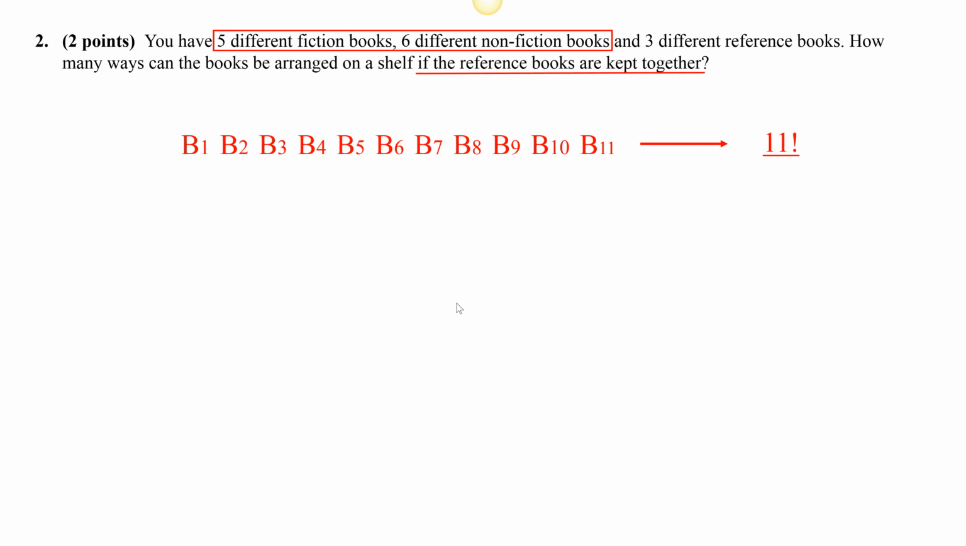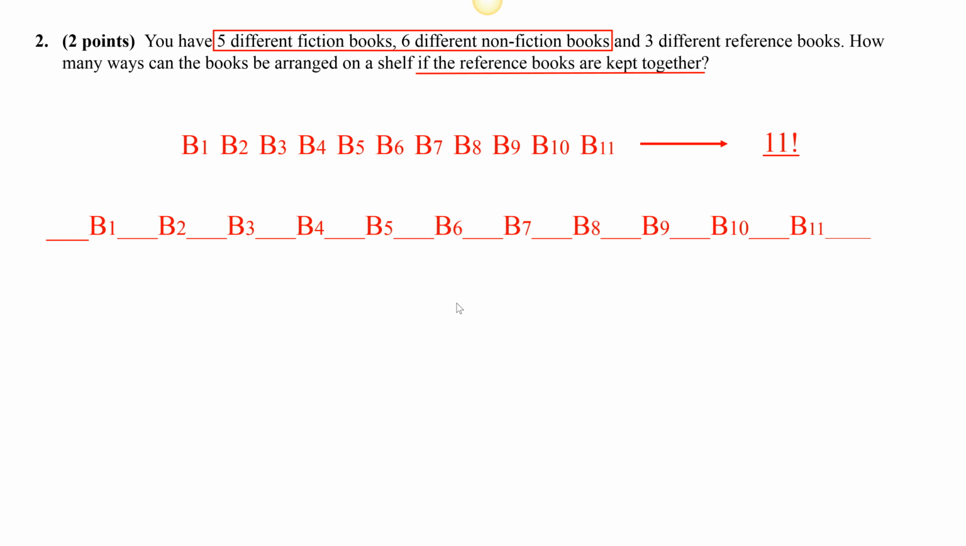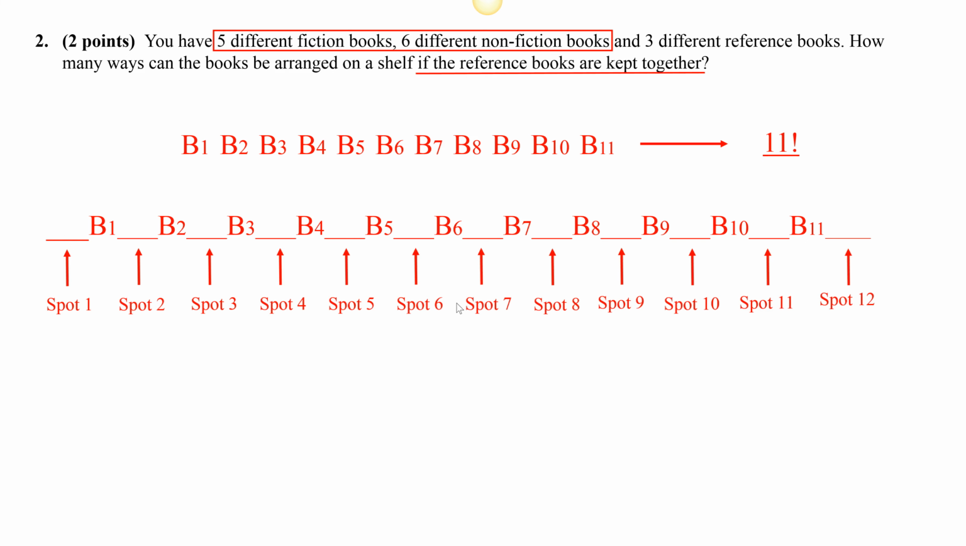So if we want to look at the different locations where we could put those 3 reference books, you can draw it out like this, okay? All these little lines in between the other books denote a place where we could put our 3 reference books. So there's 1 spot, 2 spots, spot 3, spot 4, spot 5, and so on, until you count up to 12. So there are 12 total locations where we could choose to put these 3 reference books. Because remember, these 11 other books, it doesn't matter where they are, okay? So there are 12 spots that we could put the 3 reference books.